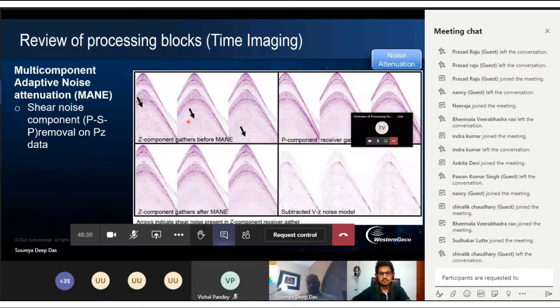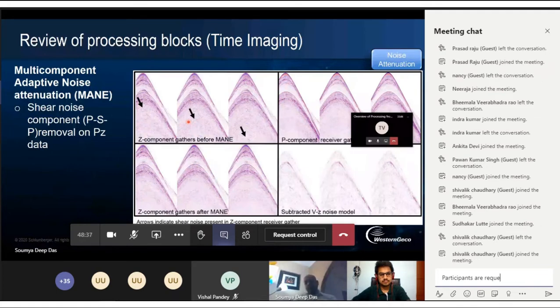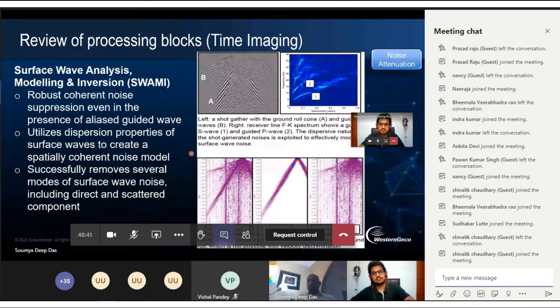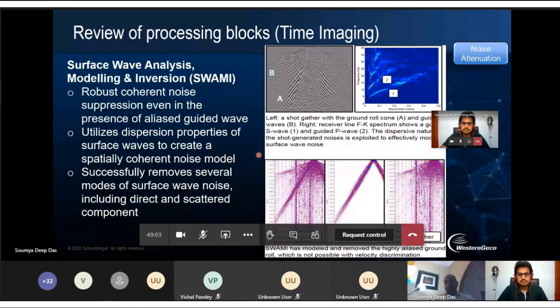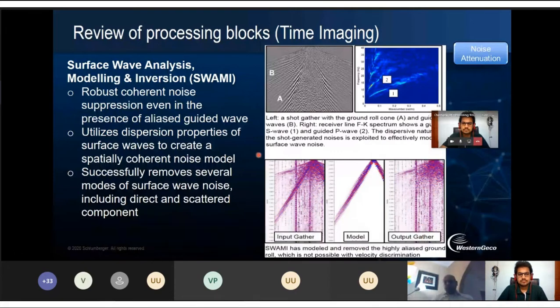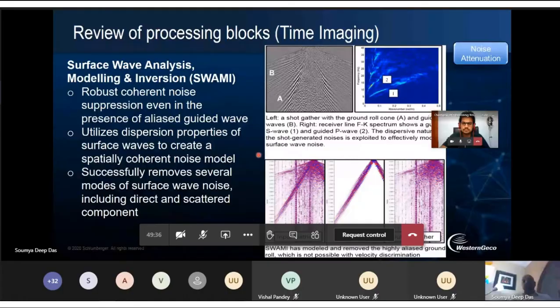So what we see here is ground roll and guided waves. We plot this in the FK domain and map the various arrivals in a high density FK plot. These are called the dispersion curves. Then we model the dispersion curves in the XT domain and subtract them from the input. So we remove the ground roll and also other orders of the S waves that have been recorded. This is a very effective and prudent way of removing ground roll, and Soumya is very effective in this process.